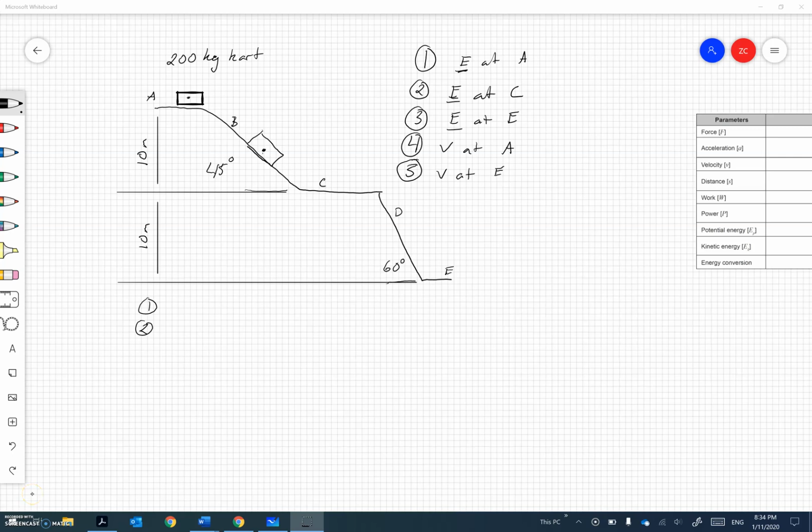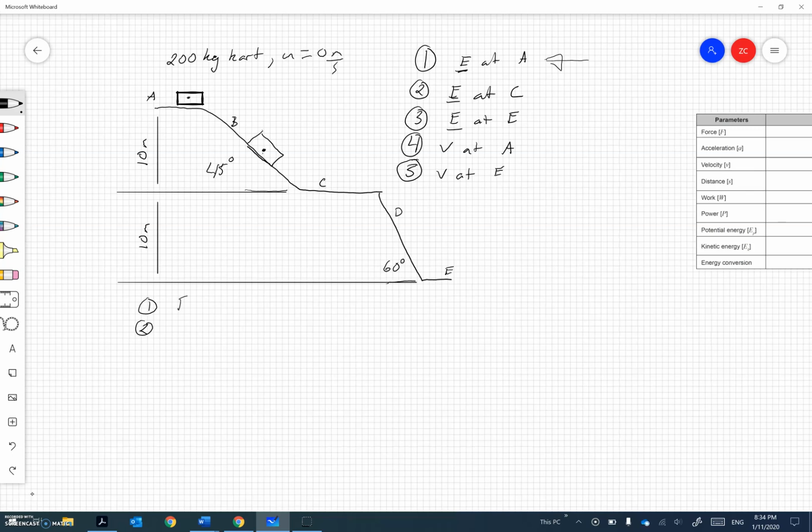Let's look at this scenario where you have a cart that's going down two inclines or down a hill, and let's look at different states. The first one we're going to do is energy at point A. This is when the cart is sitting completely at rest. So let's imagine the initial velocity was 0 meters per second, so it's just sitting at the top.